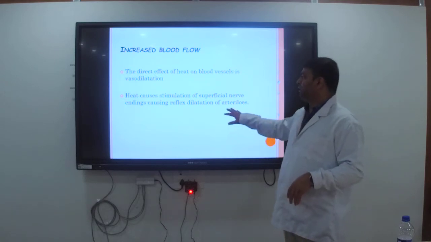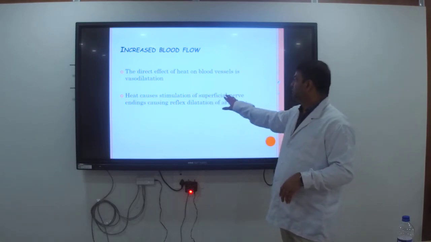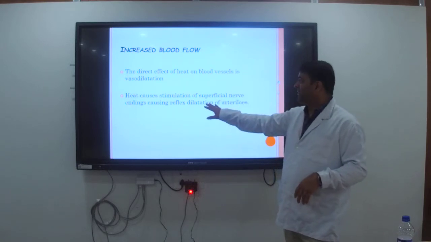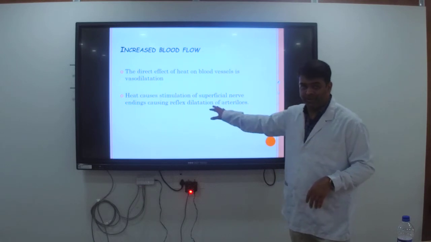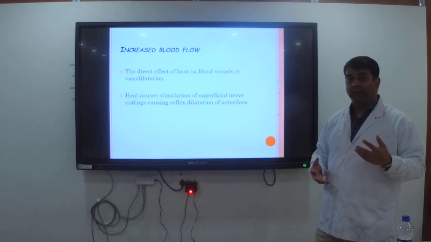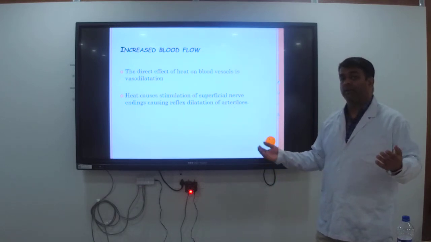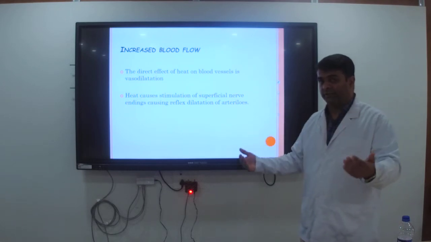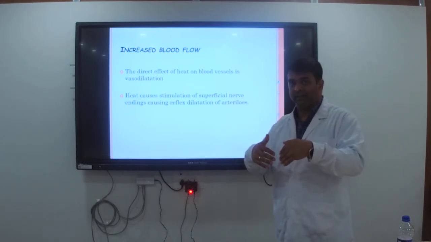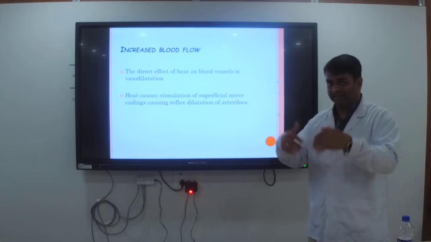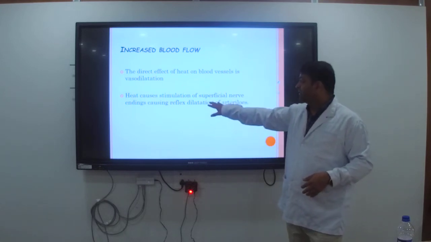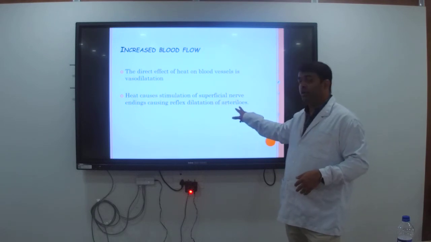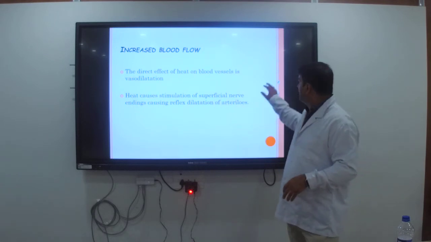Now, heat causes stimulation of superficial nerve endings, causing the reflex dilatation of the arterioles. As I mentioned, even the nerves have nerve endings, where they go into the muscle and are inserted. They also get stimulated with the deep heating and cause reflex dilatation of arterioles.